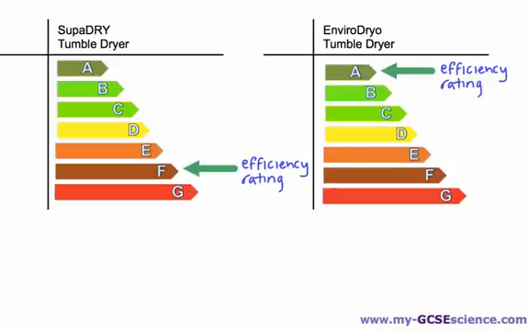The last thing I just quickly want to go through is this idea of energy efficiency labels, and these are labels that you might find on appliances that you shop for in the shops. I've got 2 examples of tumble dryers here. This one on the right hand side has a high efficiency rating. That means it's very efficient. It wastes much less energy as heat to the environment than the one on the left. This one has a low efficiency rating, and therefore it wastes a bit more energy as heat to the environment.